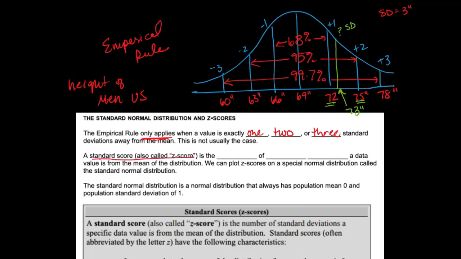So a standard score, also called a z-score, is just the number of standard deviations a data value is from the mean of the distribution. And we can plot these z-scores on a special normal distribution called the standard normal distribution. So before I get to the standard normal distribution, I just want to show you real quick how we could take this example of this height of 73 inches and find the z-score for that, which is again just the standard deviations above. And looking at our picture, we should expect somewhere between 1 and 2, since that's where that value looks like it falls.